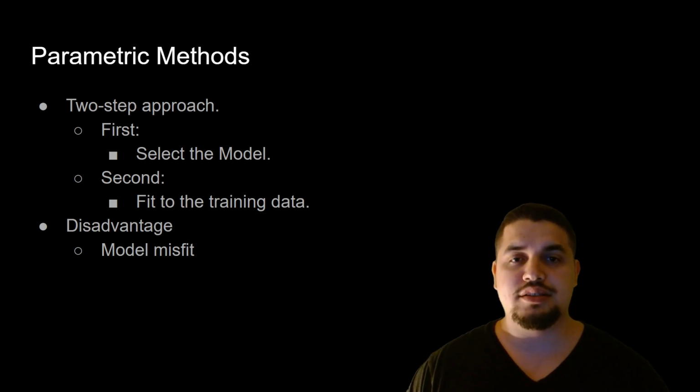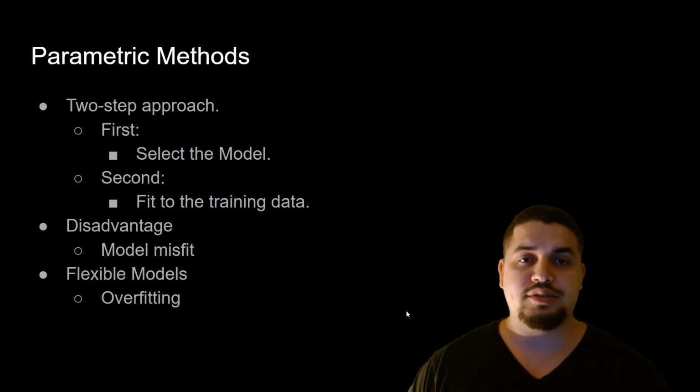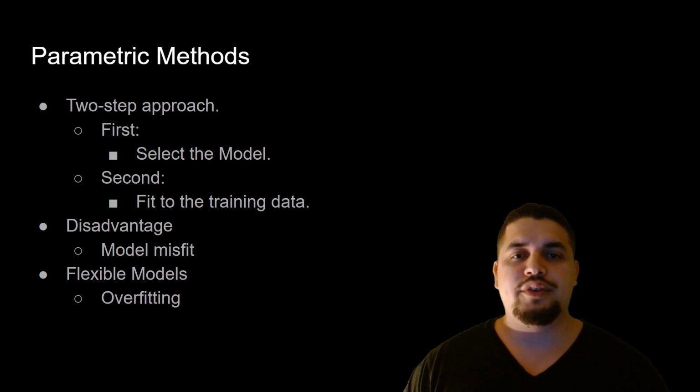To address this, more flexible models may have to be considered. Flexible models allow for greater adaptability to the data's inherent complexities. Caution is needed to avoid overfitting. Overfitting occurs when a model follows the training data errors too closely. This impairs the model's performance on new data.